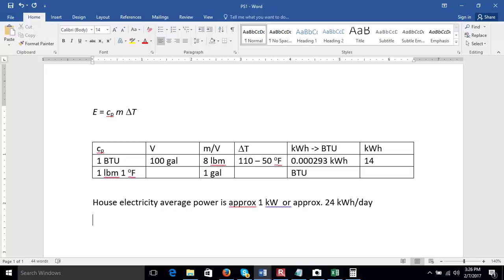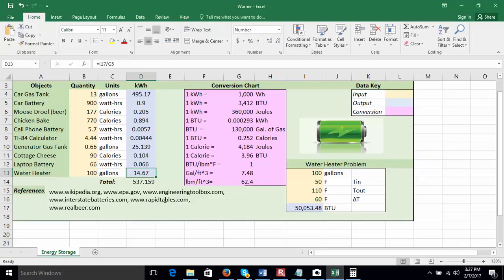Now, house heat, at least in Montana, average power is approximately 4x to 5x electricity demand. Now, you look at this number, 14 kilowatt hours, like, well, okay. I could just about believe it. If I was running that on electricity, my water heater would have to run for 15 hours to do that.